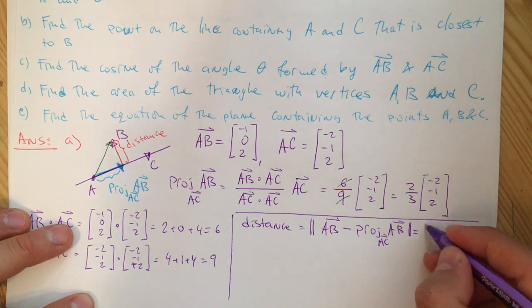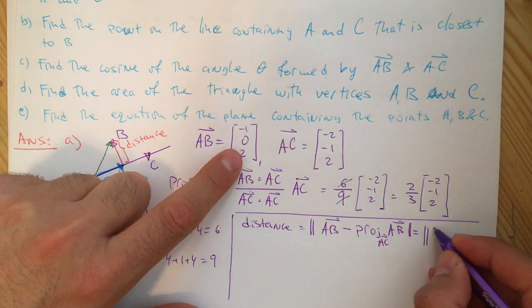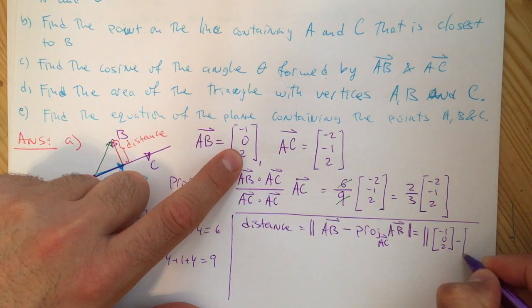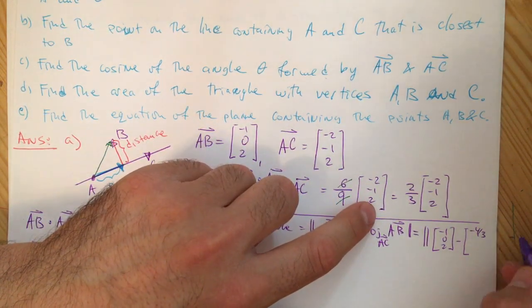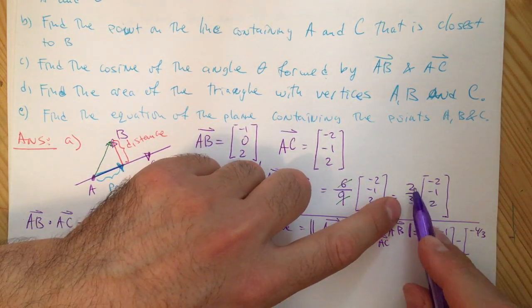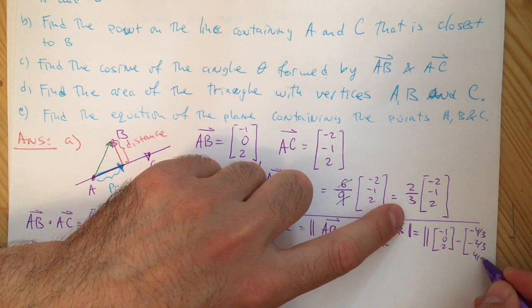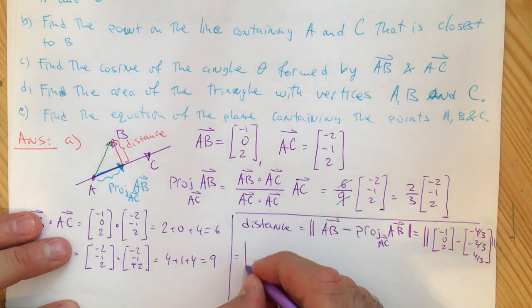Well, how much is that vector? So AB, which was here, is negative 1, 0, 2, minus negative 4 over 3, negative 2 over 3, and the last one is 4 over 3. And I'm looking for the magnitude of that.